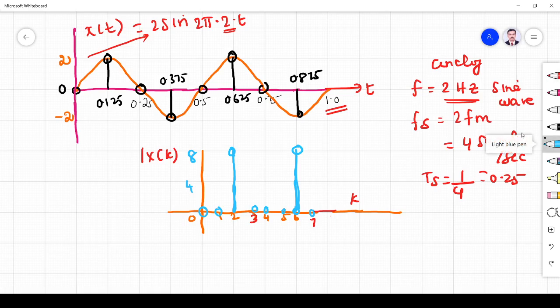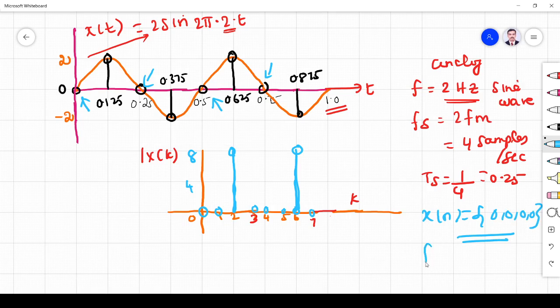If you take, what will happen? One sample we take at 0, the next sample at 0.25, the next at 0.5, then the next sample at 0.75. All the sample values you see: at 0 the sample value is 0, at 0.25 the sample value is 0, at 0.5, 0.75, all the sample values will be 0. So what you get is x of n: 0, 0, 0. From this you cannot find anything because it is no signal.